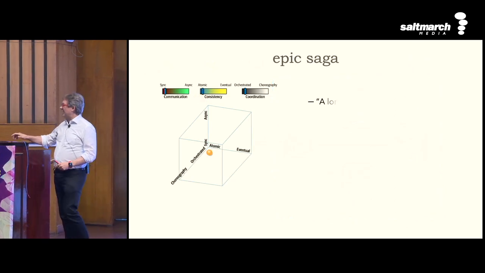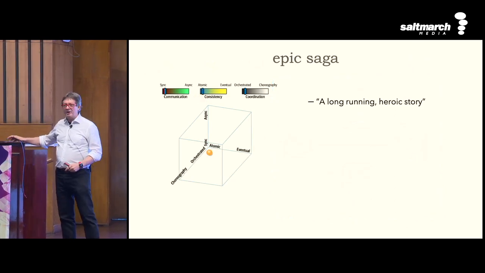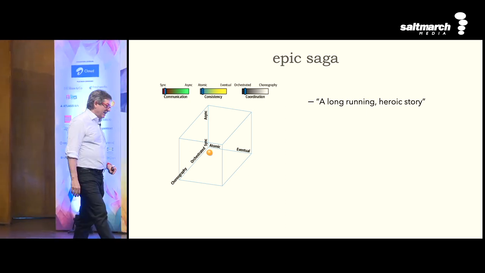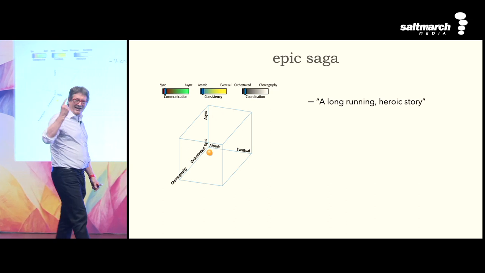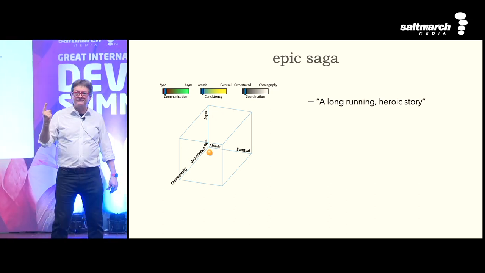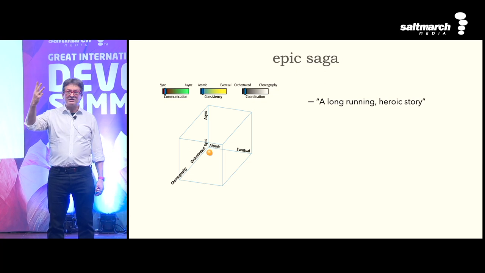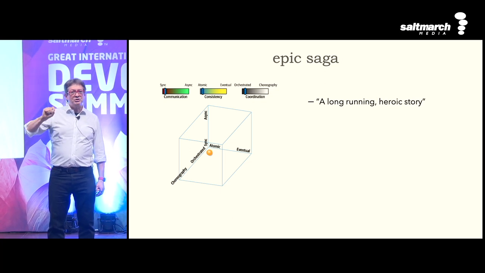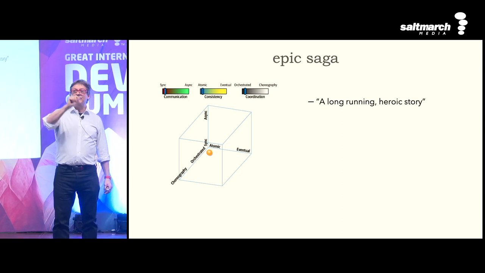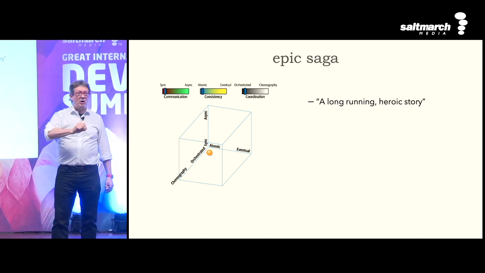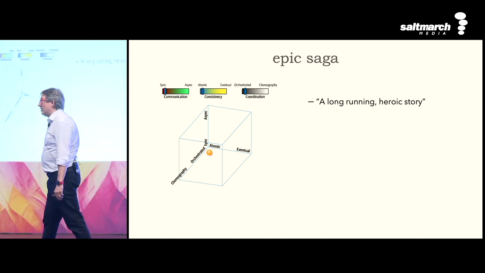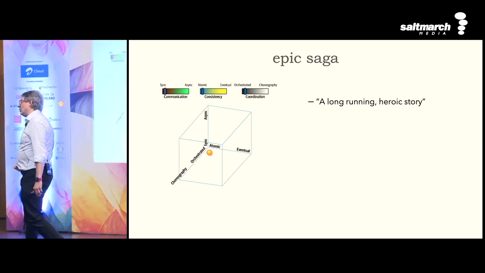So the Epic Saga is named that because it's a long-running heroic story. Long-running being the key there. If each domain service takes 1x to update, how long does it take this workflow to run? 3x. Notice what you're spending almost all of your time in this workflow doing is waiting for that request-response synchronous call to resolve. A lot of waiting in this architecture, which is why we call it a long-running heroic story.